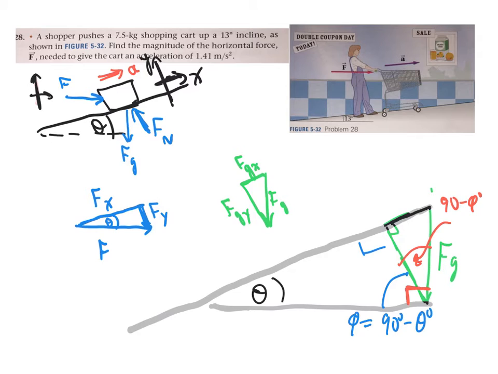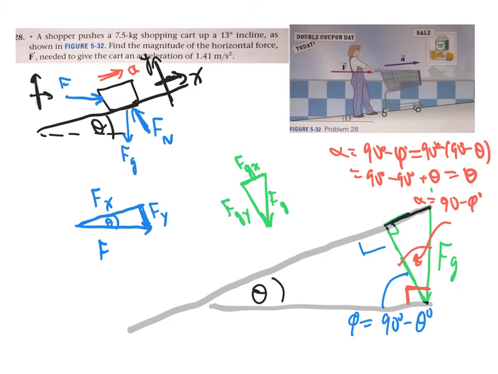So this guy here is 90 minus phi. I'm going to call that for the moment alpha. And I say, well, alpha is 90 minus phi, but that's 90 minus theta, which is 90 minus 90 plus theta, or just theta. Bizarrely enough, maybe, this angle is the same as that angle. And it has to be by the geometry.